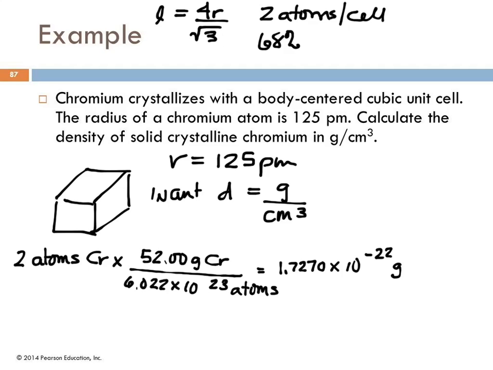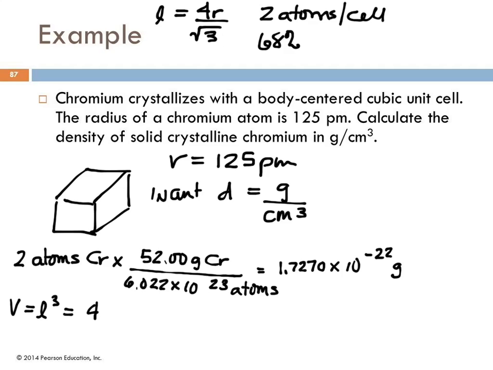What's the volume of a cube? The length cubed, or the length times the width times the height. So what we need to do is take the length and cube it. So volume is going to be L cubed.